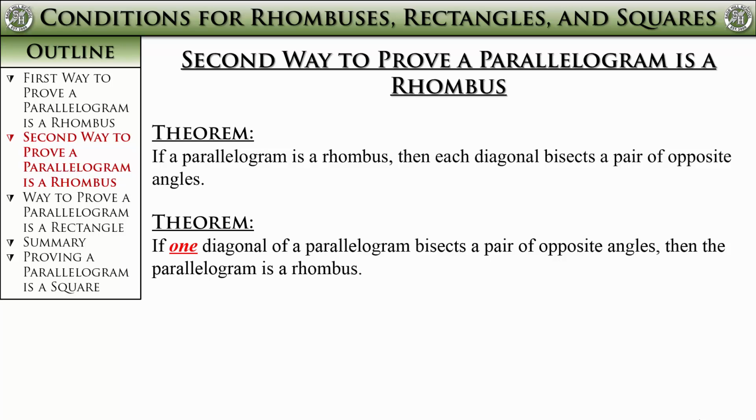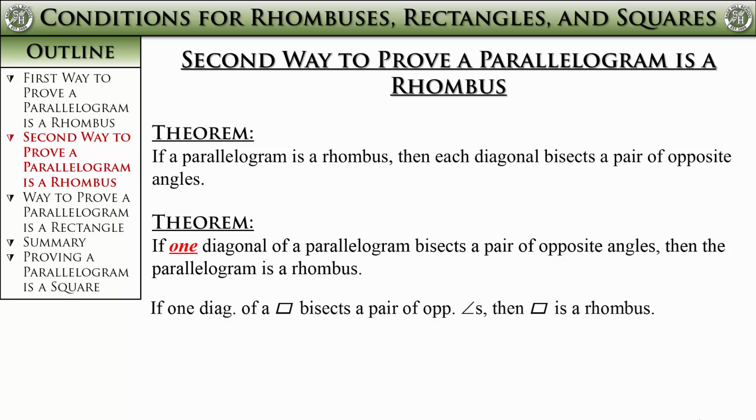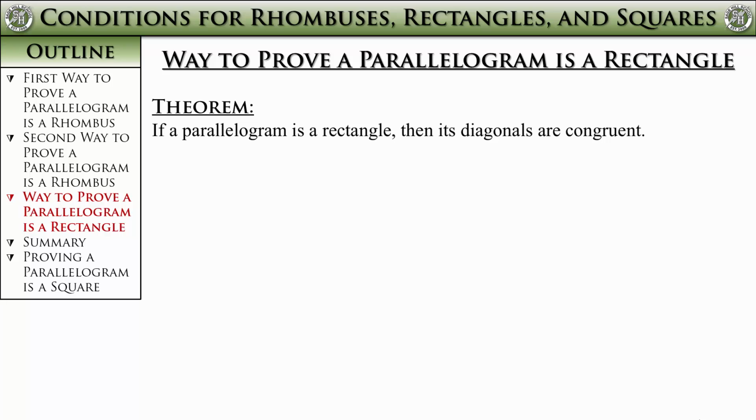So that cuts down your work. You only need to do one diagonal, not both. It doesn't have an official name, so you need to abbreviate it as a reason in a proof. Other than that, it's pretty straightforward. Just flip the two special properties from last section around, and you can use them to prove a parallelogram is a rhombus.